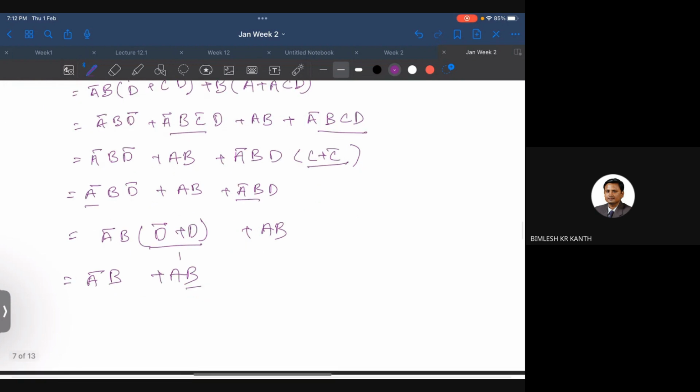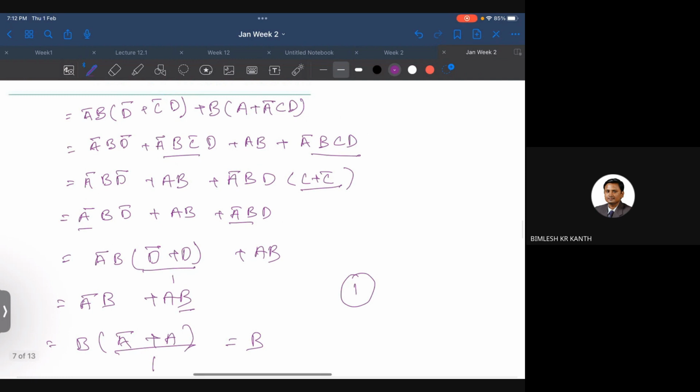So a bar b plus ab. Now we can take common b. So b times a bar plus a, which will again be 1. So it will be b. So the number of literals required is 1. Okay, now we have simplified the expression.